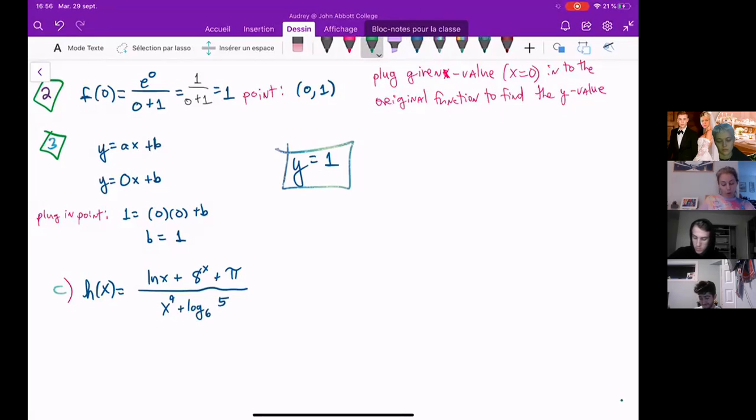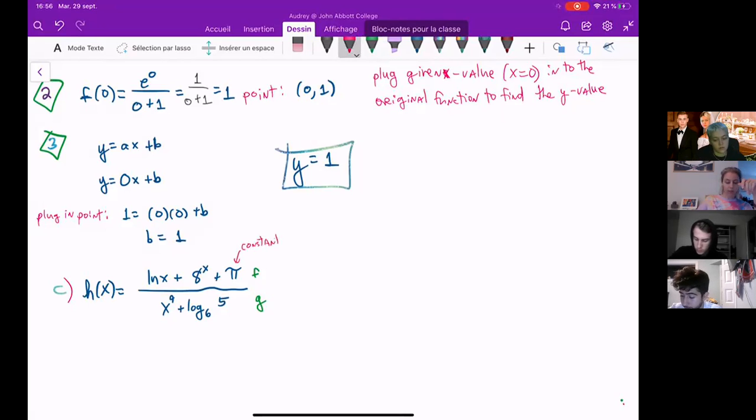So I have a quotient here. I need to use a quotient rule. How many constants do I have here? How many terms do I have that are constants? So in the numerator, for example, I have ln x plus 8 to the x plus pi. How many of those three things are constants? Just the pi, no? Just the pi. Just the pi is a constant.